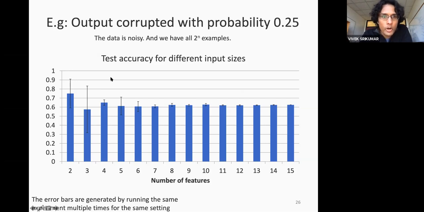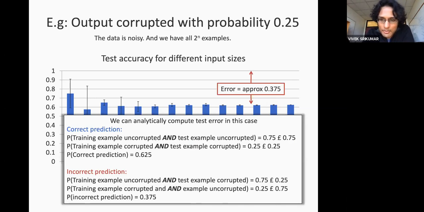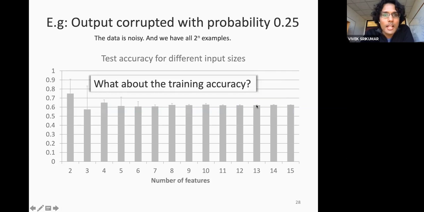This is an experiment that I ran at some point. The data is noisy and we have all 2 power n examples, with the horizontal axis representing the number of features and the vertical axis representing the test accuracy. The error bars are over multiple runs, because every example is randomly corrupted. What we are seeing is that the error roughly converges to about 0.375. This is not an accident, it's a nice round number. You can actually analytically compute this. You can work this out yourself. Basically, this means that the test set accuracy is going to be about 37%, somewhere around this, as the number of features increases. And you can compute this on paper, you don't need to run an experiment.